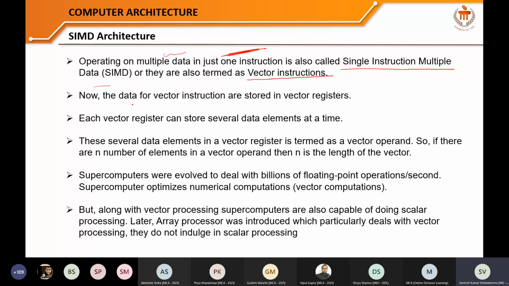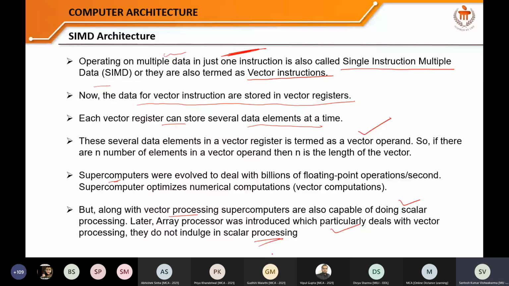Now the data for vector instructions are stored in vector registers. Each vector register can store several data elements at a time. And very important, these several data elements in vector registers form a vector operand, which is used for further processing. As you have seen, there is a difference between supercomputers and vector processing. Vector processing supercomputers are also capable of doing scalar processing. Later, the array processor was introduced, which particularly deals with vector processing and does not indulge in scalar processing.